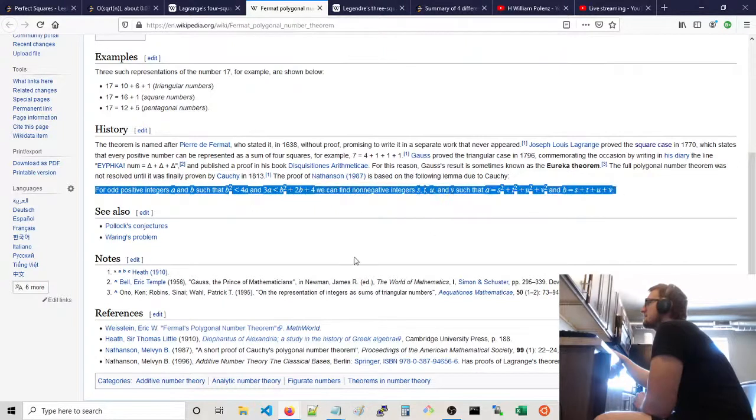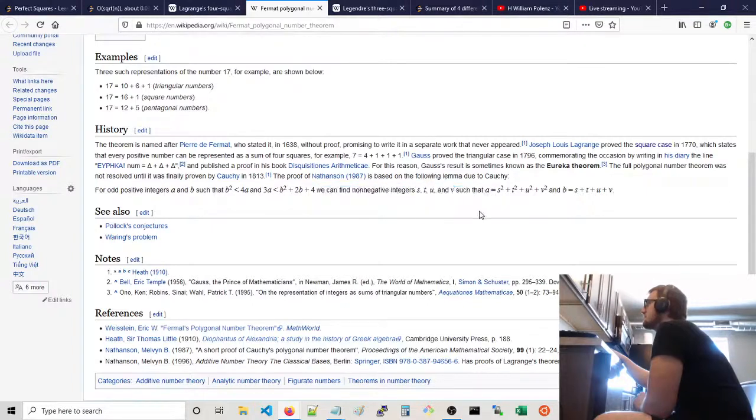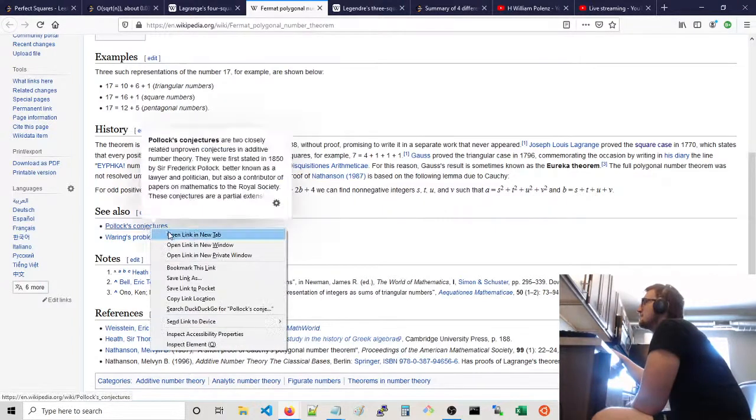Odd positive integers a and b such that b squared is less than a and 3a is less than b squared plus 2b plus 4. We can find non-negative integers s, t, u, and v such that a equals s squared plus t squared plus u squared plus v squared and b equals s plus t plus u plus v. Whoa.